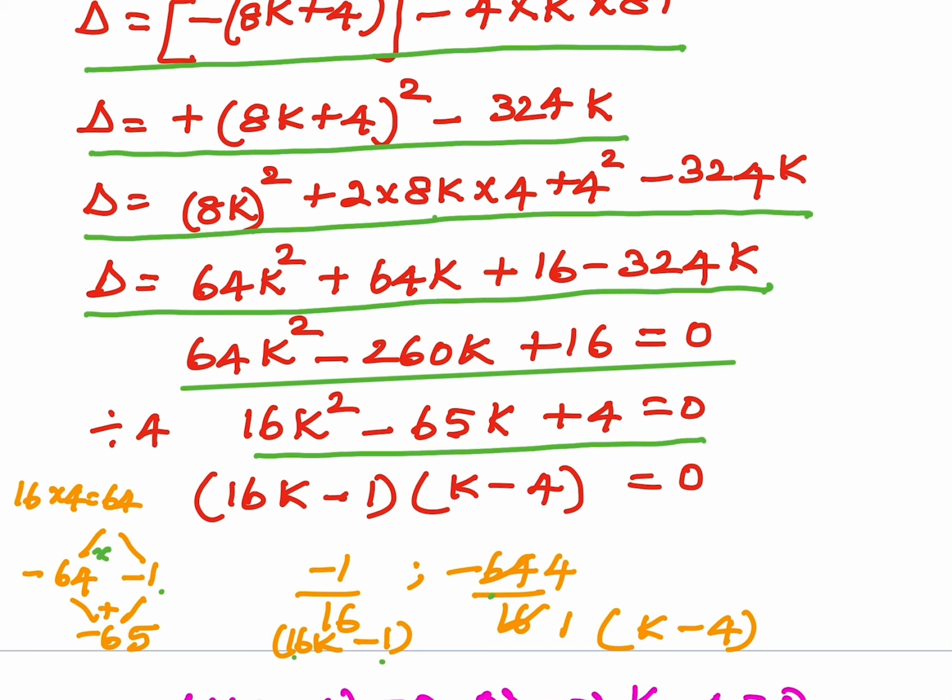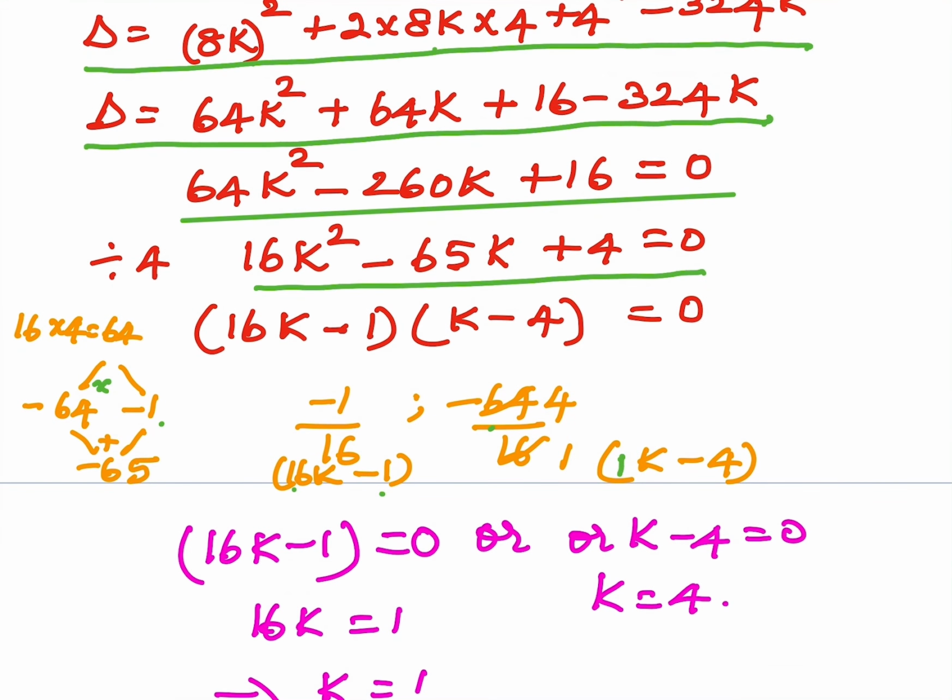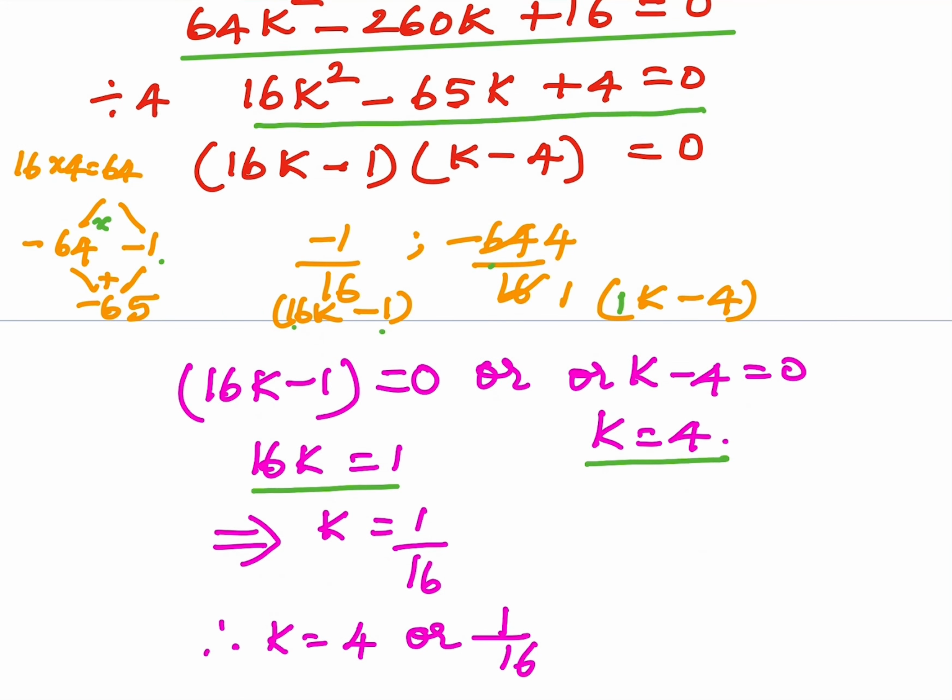And here this is going to be your coefficient, so 1k minus 4. Therefore, we have 16k minus 1 is equal to 0 or k minus 4 equal to 0. So 16k is equal to 1, or k is equal to 4. So we have k is equal to 1 by 16. Therefore, k is equal to 4 or 1 by 16.